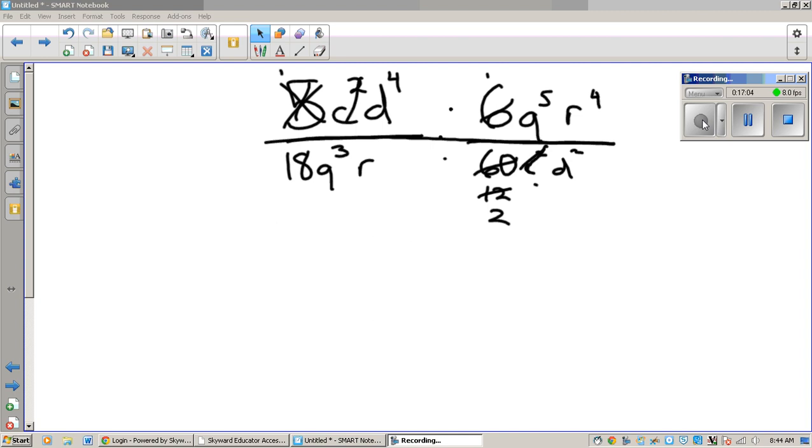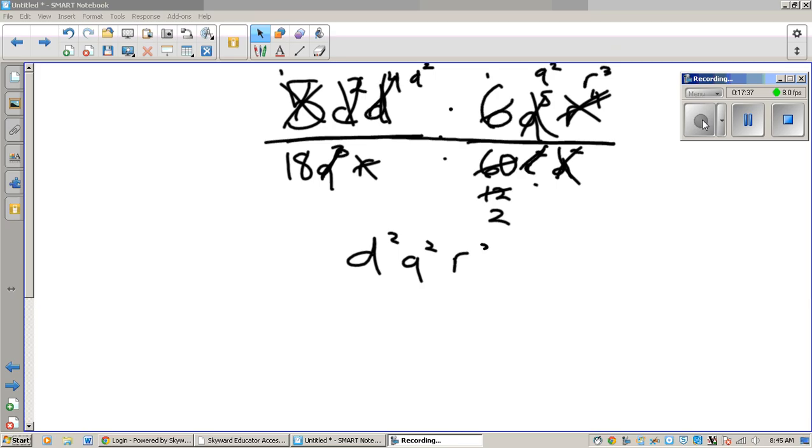Well, those cancel each other out. D's, we have D to the 2nd. That's canceled out there. Q to the 2nd, 5 minus 3 is 2. And R to the 4th becomes R to the 3rd because there was 1 R underneath. So now I look what I have left. I've got D squared, Q squared, R to the 3rd, all over. In this case, it's just 18 and 2, so 18 times 2 is 36.